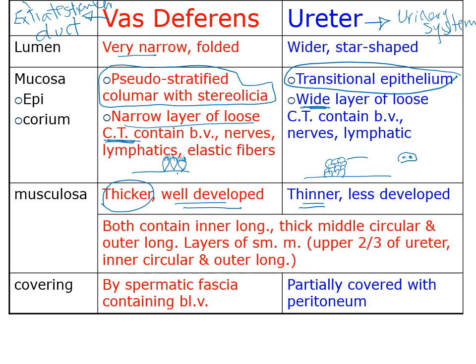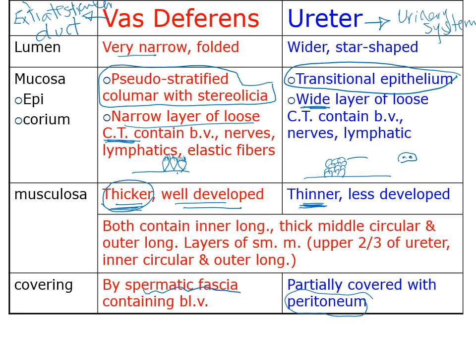But again, in the vas deferens the musculosa is very thick, whereas in the ureter the musculosa is much thinner. The covering layer is the adventitia. The surrounding structures are spermatic cord structures, spermatic fascia, whereas the ureter is partially covered by peritoneum.